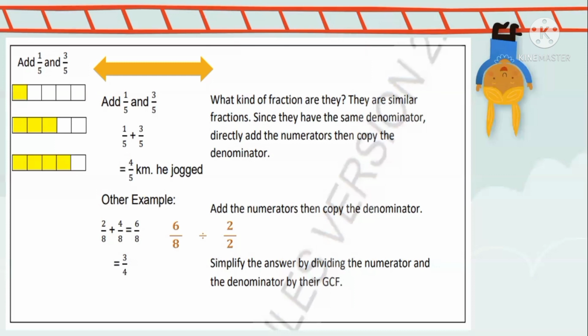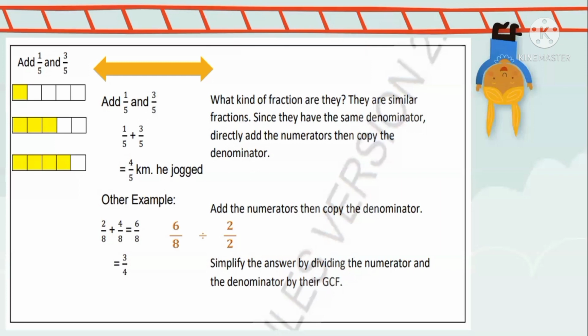Okay, let's have another example. Now let's take 2/8 plus 4/8. So the same thing. They are similar fractions. So just simply add the numerators. 2 plus 4 is 6, and copy the common denominator, which is 8. But try to observe the 6/8. So 6/8 is not in lowest terms.